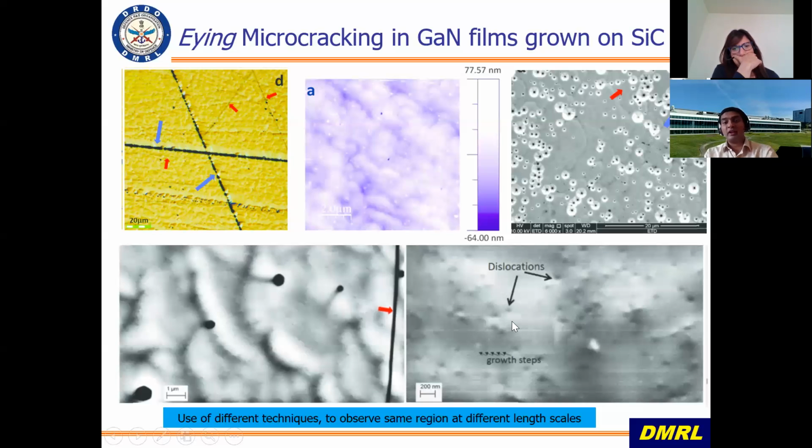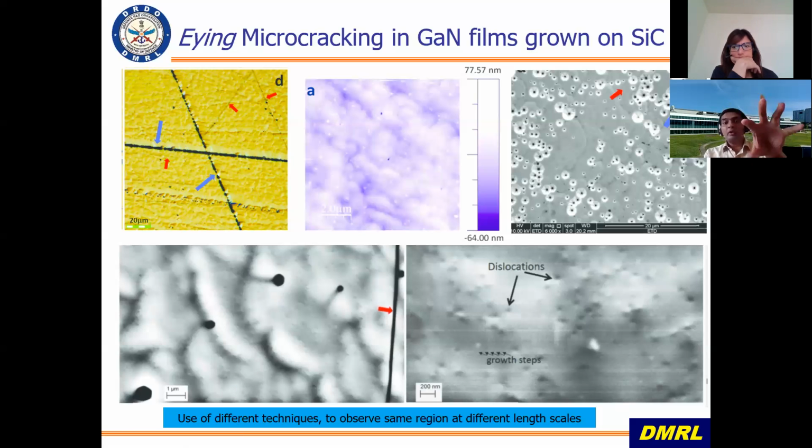This is showing the higher magnification where we could even see the growth spiral. So we were able to study how the growth had happened on the surface, or rather how the gallium nitride had grown on the silicon carbide.